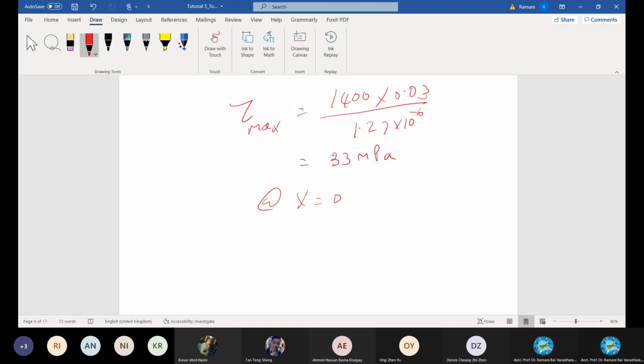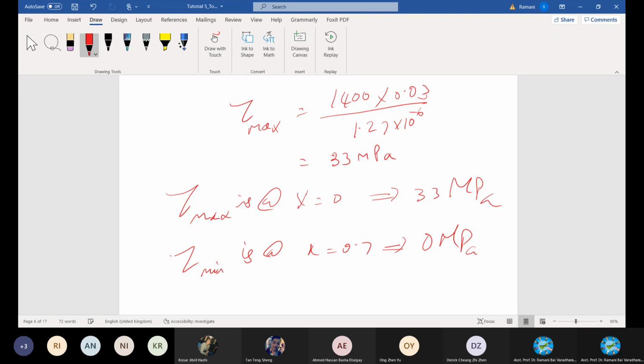This is the answer. So tau max at x equal to 0 is 33 megapascals. Tau minimum is exactly equal to 0, at x equal to 0.7, some distance away from there, and is equal to 0 megapascals. This is the answer. I stop here. Any question you can ask me.